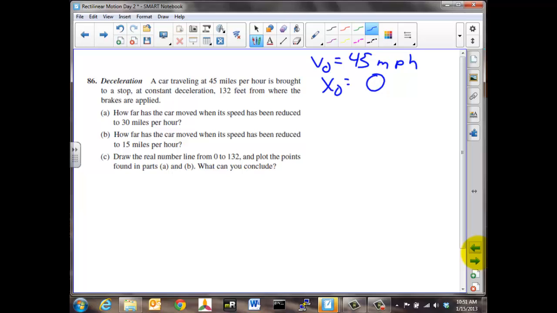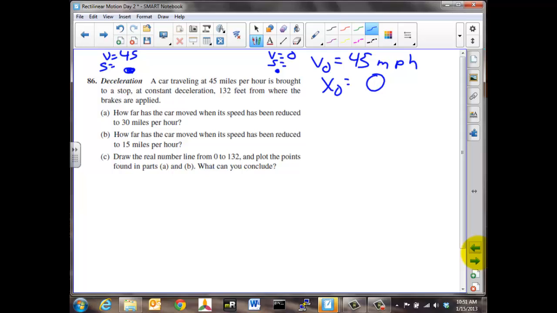But now, understand what I'm saying here. Let's draw a picture. Here's where the car's going 45 miles an hour. And this down here is where he stops. So the velocity at this place, what's the velocity when he stops? 0. Here the velocity is 45.